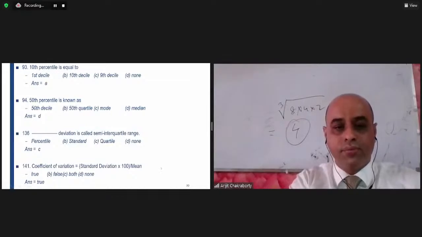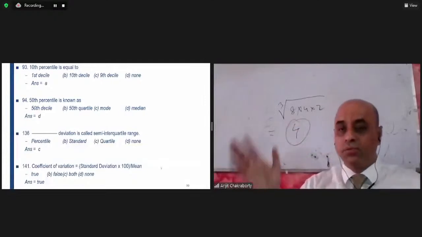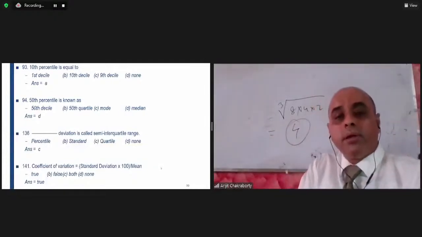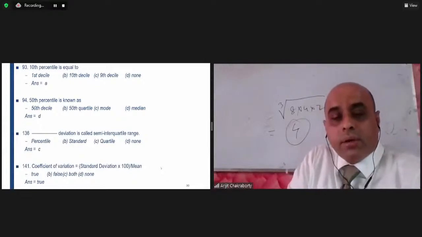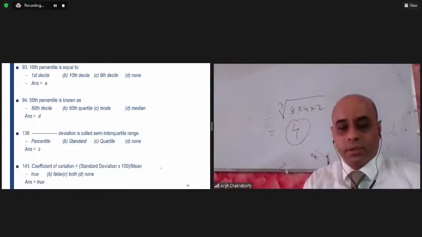141st question, coefficient of variation is SD by mean into 100. Yes, it is true. We have done that problem, SD by mean into 100. And please remember, mean deviation divided by mean into 100 is basically called the coefficient of mean deviation.